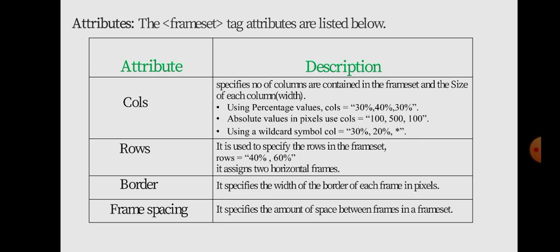Next attribute is the rows attribute, and it is used to specify the number of rows in the frameset. For example, rows is equal to 40% and 60%. It means it assigns two horizontal frames in the browser's window. Next one, border. Border specifies the width of the border of each frame in pixels. Next one, frame spacing. It specifies the amount of space between frames in a frameset. So these are some main important attributes of the frameset tag.